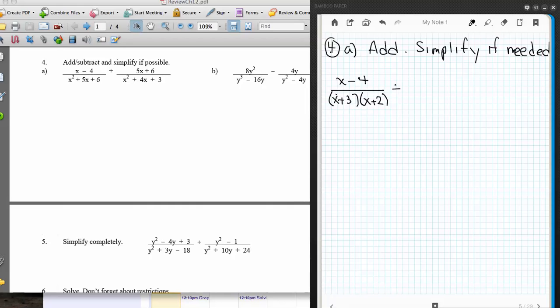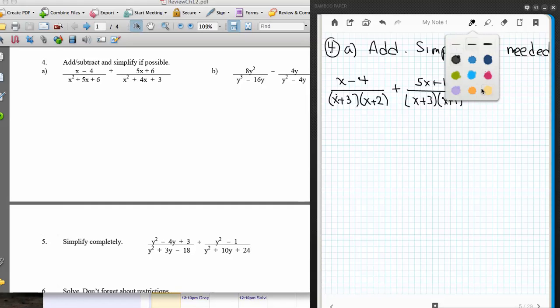And then we have plus, and then we're going to look at this one. I need the factors of 3 that sum to 4. So that would be x plus 1 and x plus 3. I just copy the numerators up here. So x plus 3 and x plus 1, those are factors that give me a sum of 4 and a product of 3. So now I need to find the least common denominator here.